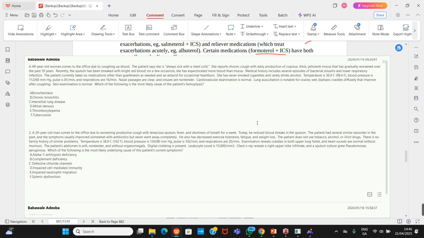Temperature is high. Blood pressure is 130, pulse is 102, respiration is 20. Examination shows crackles in both upper lung fields and heart sounds are normal without murmurs. The patient's abdomen is soft, non-tender without organomegaly. Digital clubbing is present. Leukocyte count is 15,000. Chest X-ray revealed a right upper lobe infiltrate and the sputum culture grew Pseudomonas aeruginosa. Which of the following is the most likely underlying cause of this patient's current symptoms?